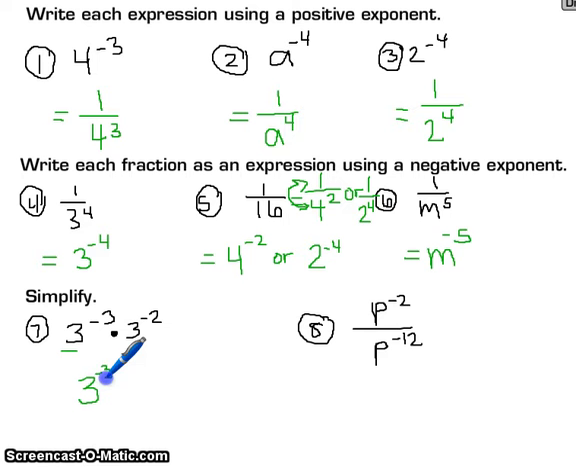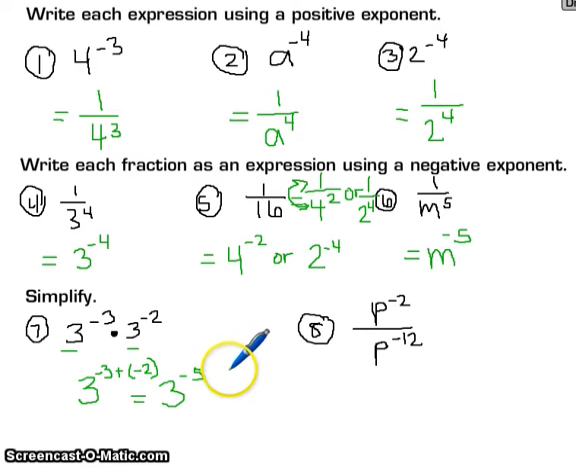So it's going to be a negative 3 plus a negative 2. So you want to apply your integer rules. When you're adding the same sign, you're going to find the sum and keep the sign. So it's going to be a negative 5. So our final answer is going to be 3 to the negative 5th power.